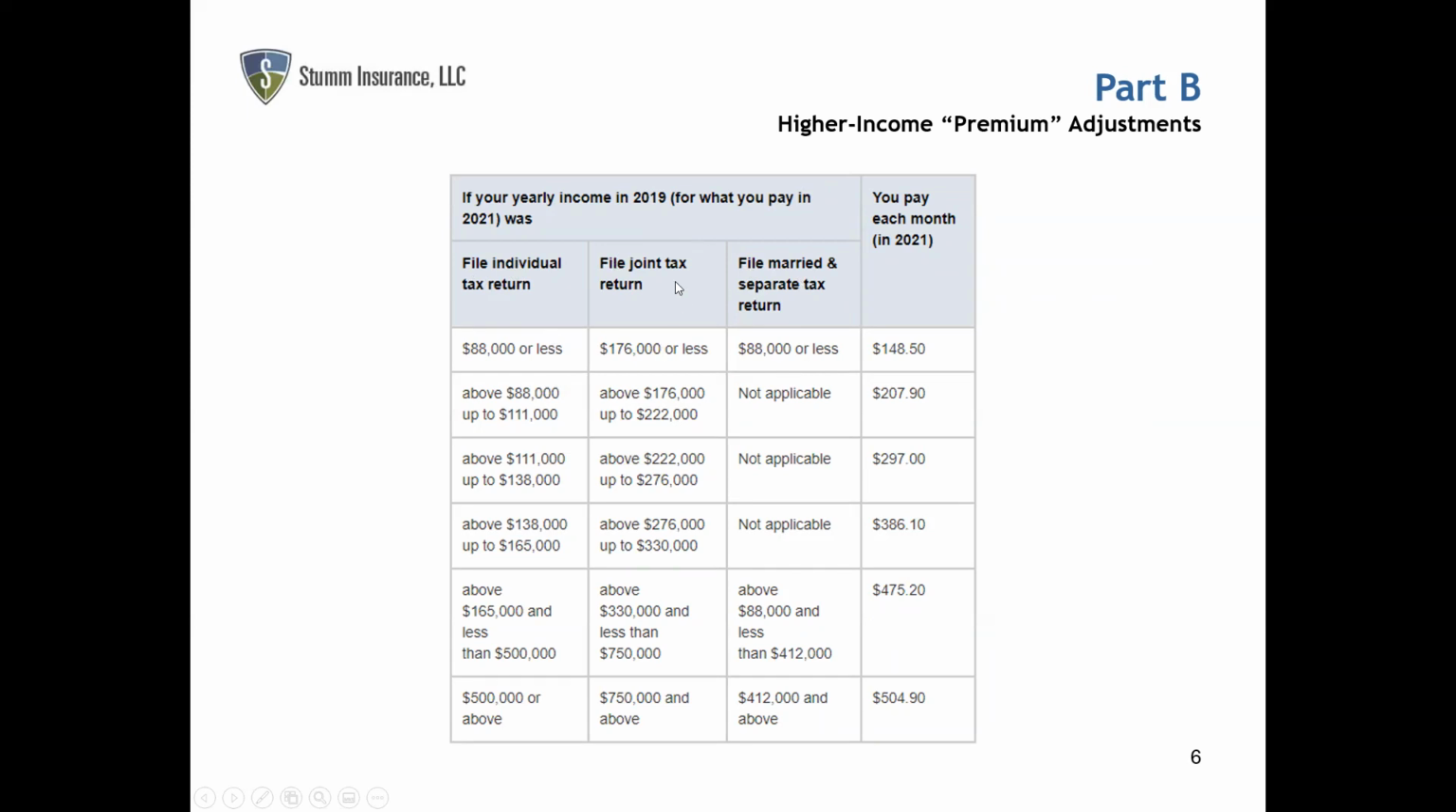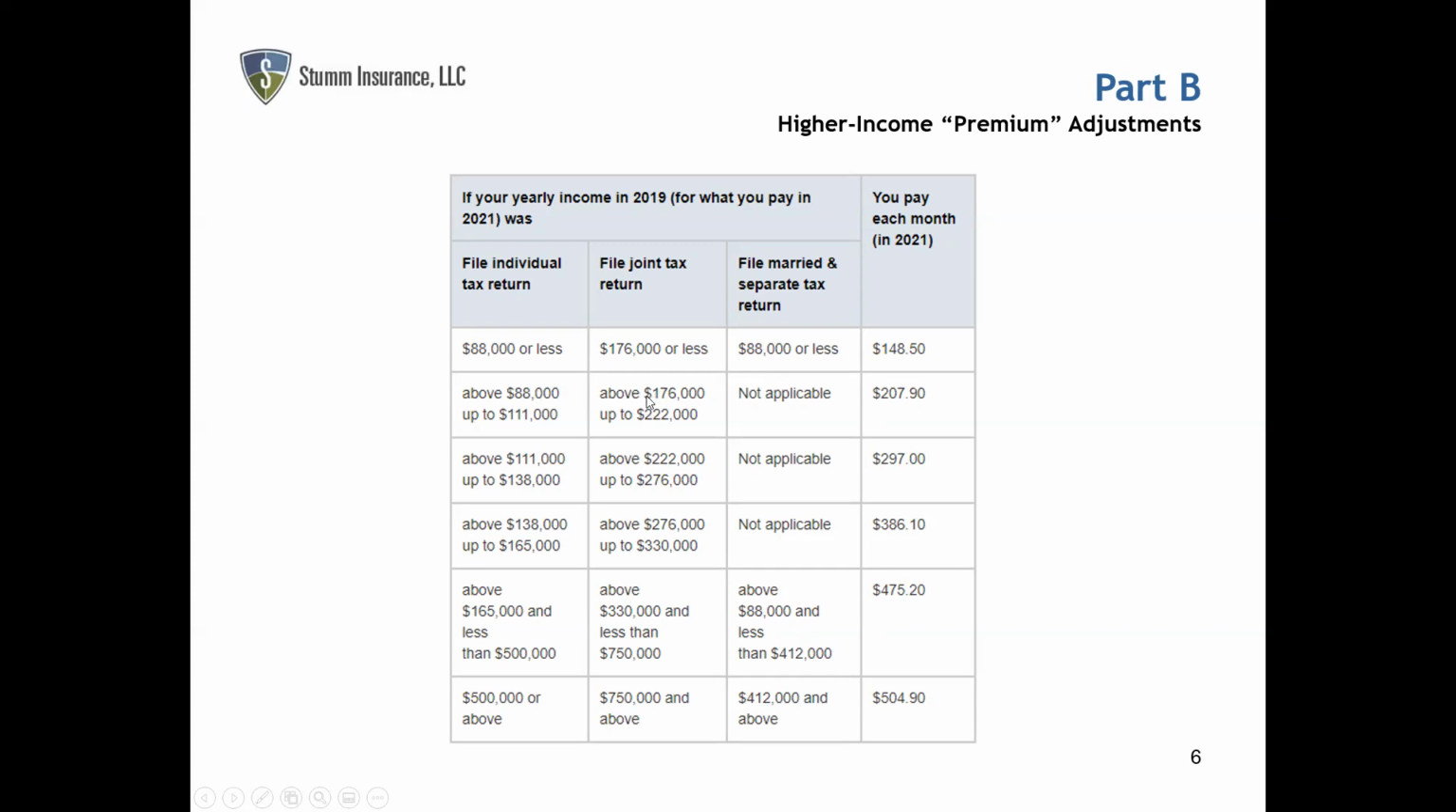So the base rate, if we look at, let's say, a joint tax return, if your adjusted gross income was $176,000 or less in 2019, you'd be on the base rate and you'd pay $148.50.